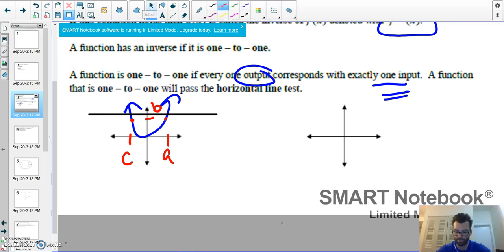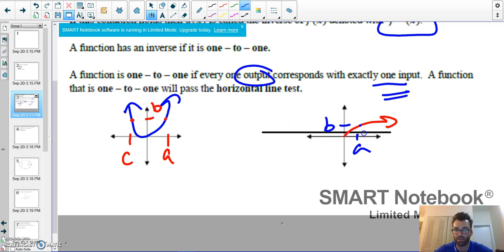An example here: let's say I have the square root function. For every one input, there's only one output. Again, this is A and that's B. There are no other inputs that have an output of B. So with my horizontal line test, you'll see that my red line only meets the black one once. Went through that kind of quickly.